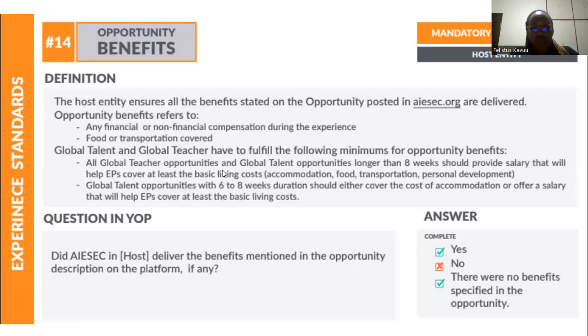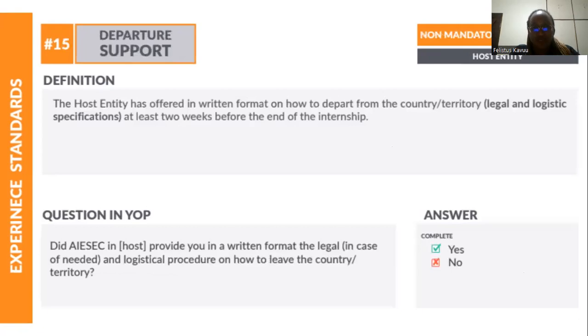And then the opportunity benefits. So this basically encompasses the fact that, for example, if we said on Expa that the EP will be provided with 2 meals a day, we have to make sure that we fulfill that. You don't get to the project and then we're like, okay, we don't have money for 2 meals a day, you only get 1 meal a day, okay? Yeah, that's basically what you state on Expa, ensure you provide it to the exchange participants.